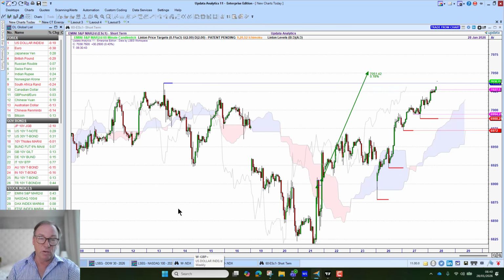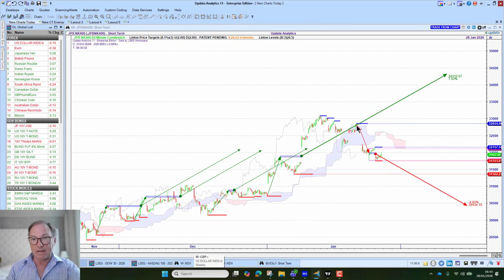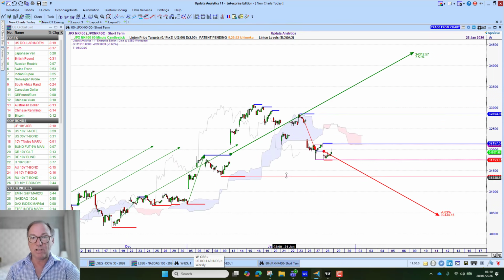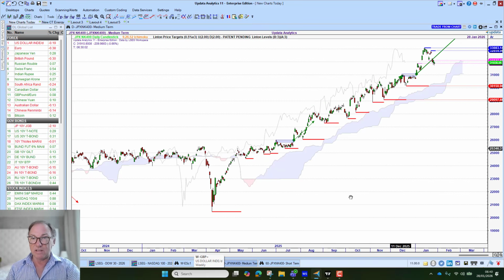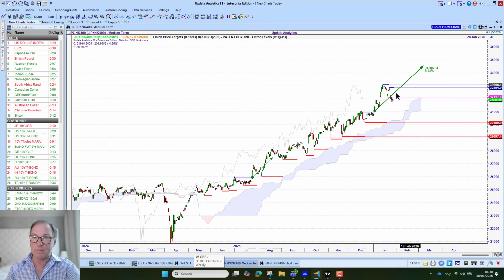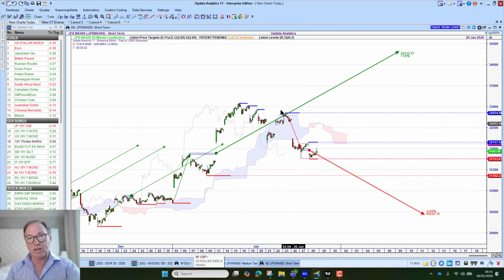Big one, of course, is Japan. That we are seeing now a downward pressure on the 60-minute. And if we look at the daily there, we can see even though we have this upside target, we've got a little lower high, lower low, which again is showing up on the 60-minute.